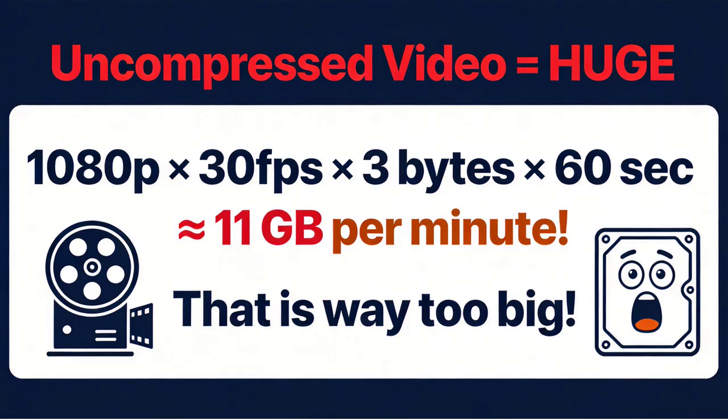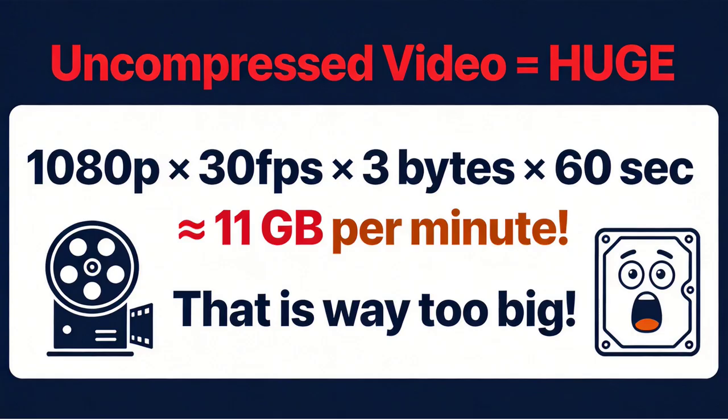Here's a reality check. If we stored every video frame without any compression, the file sizes would be absolutely massive. Let's do the math. A single 1080p frame is about 6 megabytes. Multiply that by 30 frames per second. Now multiply by 60 seconds. You get about 11 gigabytes for just 1 minute of video. That means a 2-hour movie would be over 1.3 terabytes. Obviously, that's completely impractical. We need a smarter way.